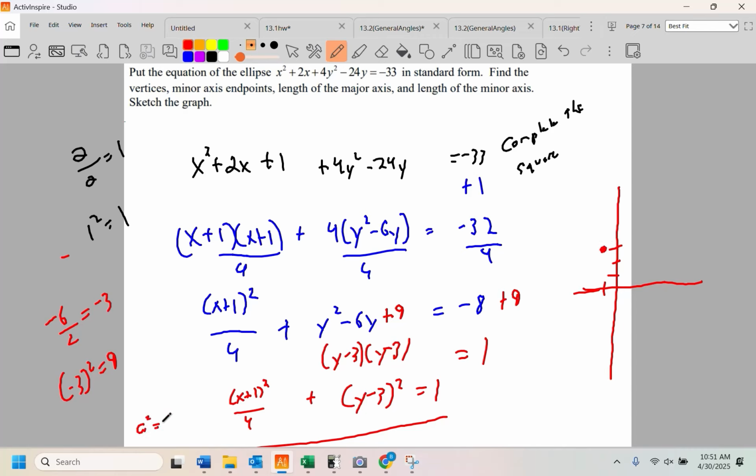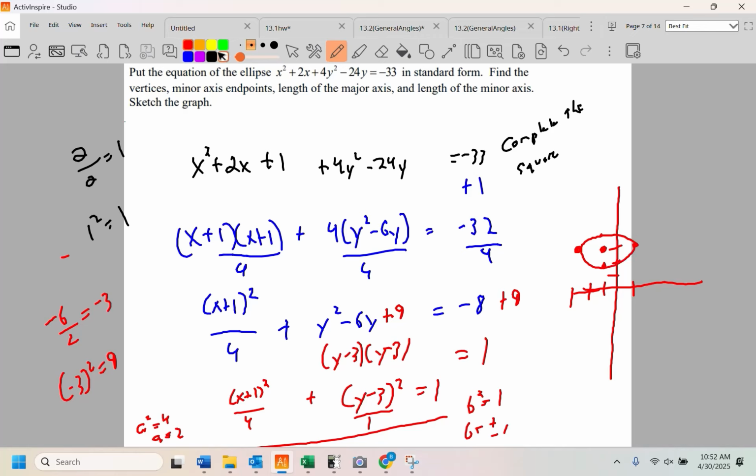A squared is 4, so A is 2. That's the major axis. By the way, this guy's over an understood 1. So B squared is 1, which means B is plus or minus 1. So on the major axis here, which is horizontal because it's with x, I've got to go left 2, and I've got to go right 2. On the vertical axis, B, I go up 1 and down 1. And there is my ellipse.